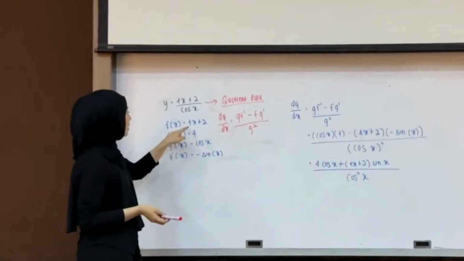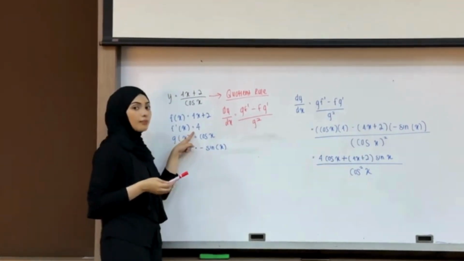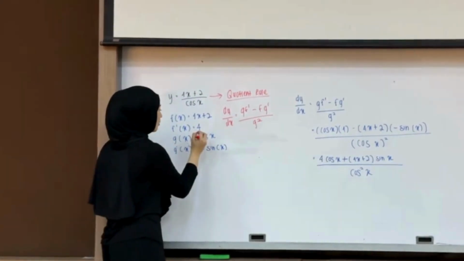So the f function that is given here is 4x plus 2, and the f prime function is found by differentiating the f function. So the answer is going to be 4.